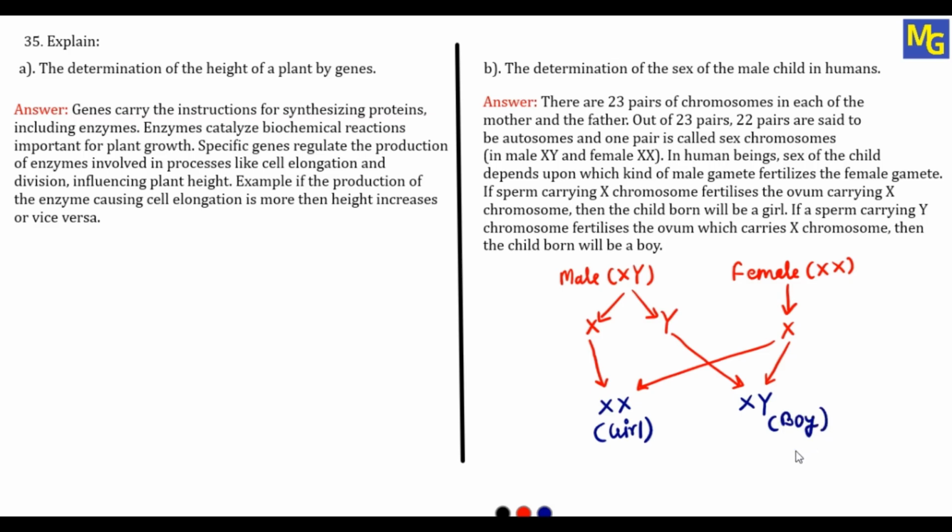And in this way we can decide the sex of the child. So here in the question they have asked the sex of the male child. Remember, if the child has X and Y chromosome, then the child will be a boy. And when will this take place? If the sperm having Y chromosome fuses with the egg having X chromosome, we will get a boy or a male child. So this is the answer for question B.